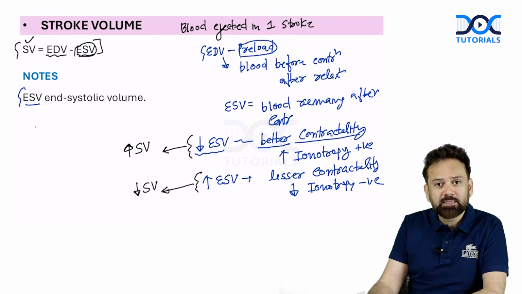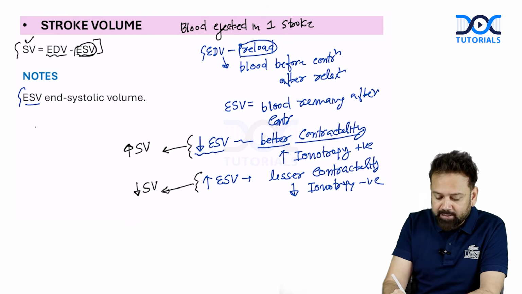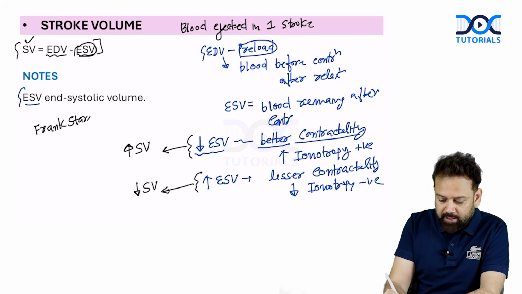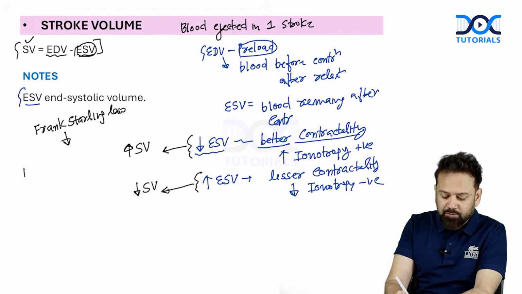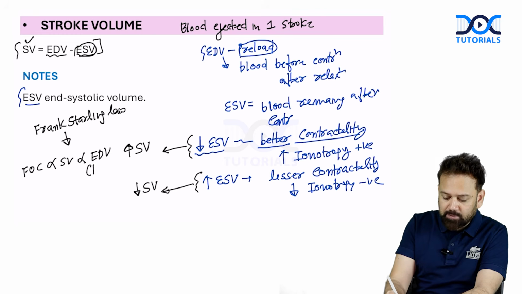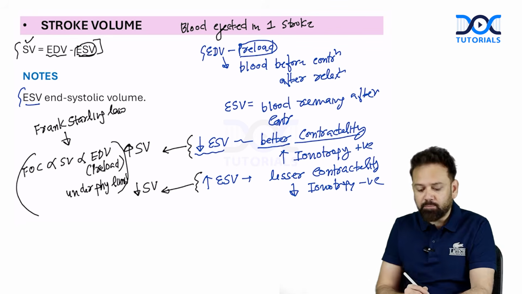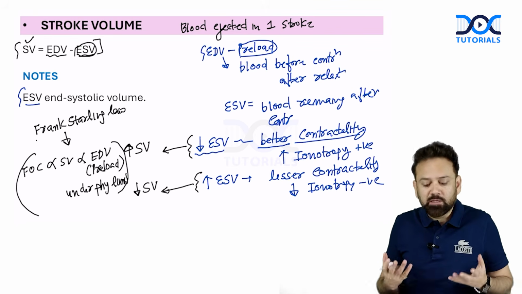Now, in the same setting, we can discuss the Frank-Starling law. I will discuss it again, but because we are in the mood of understanding end diastolic volume, force of contraction is proportional to what? Stroke volume will be proportional to end diastolic volume, or you can simply say preload, under physiological limits. Only up to a certain limit, stroke volume will be increased by preload. So more is the preload, more is the force of contraction.